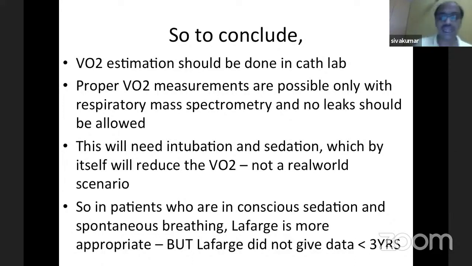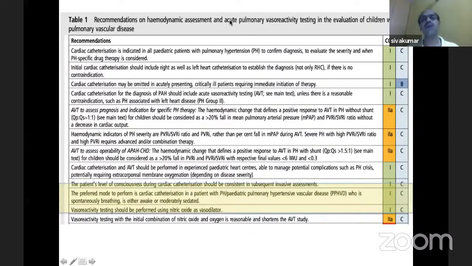But now comes the question: Lafarge did not give data for less than 3 years. So let us see what the recommendations are. This is the 2019 recommendation by the Pulmonary Hypertension and Pulmonary Vascular Disease group. They say the preferred mode to perform a cardiac catheterization in a patient with pediatric pulmonary hypertensive vascular disease is when he is spontaneously breathing, either awake or moderately sedated. And obviously there is no emphasis on deeper levels of sedation, anesthesia, or accurate VO2 measurement by respiratory mass spectrometry.